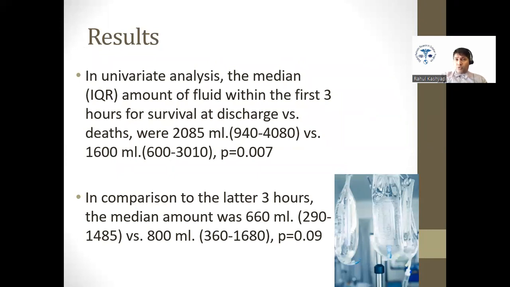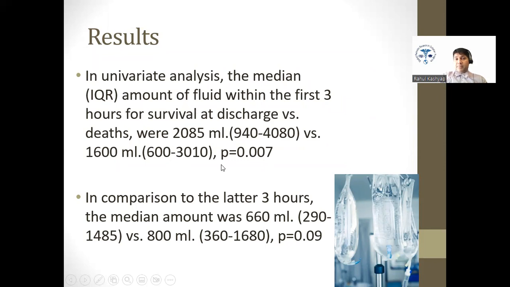were almost 2100 ml compared to 600 ml. So there was a difference of 500 ml. The people who survived, they got a higher amount of fluid in the first 3 hours, significant p-value. And when I compare to later 3 hours, there's no difference. They got the same amount of fluid, a little bit extra, but not significant.